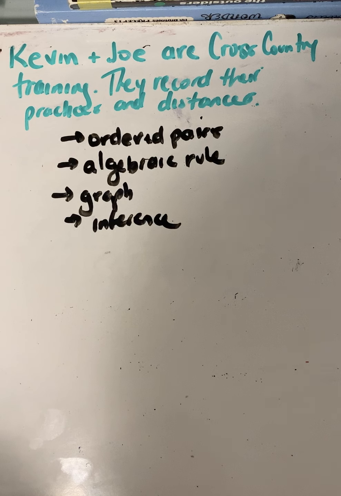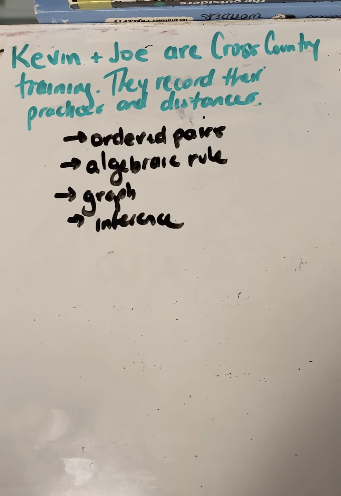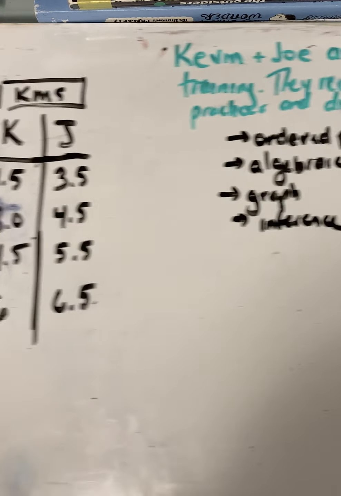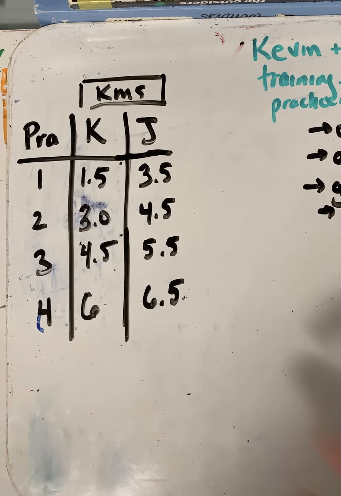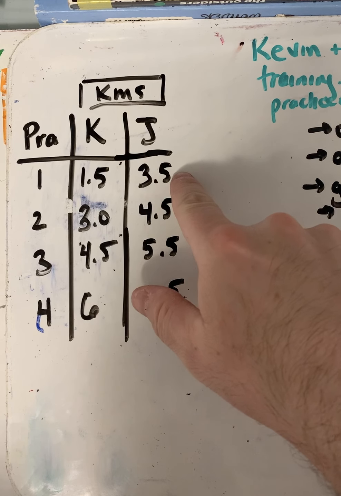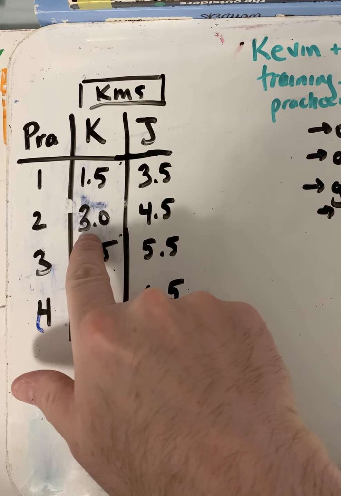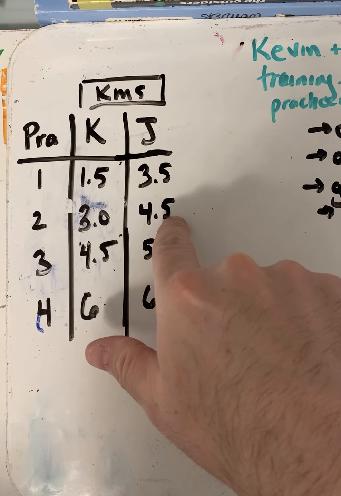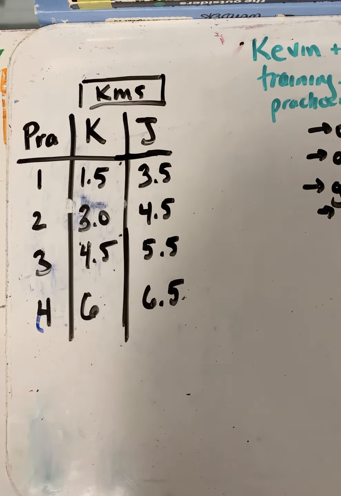So Kevin and Joe are cross-country training. They've recorded their practices and distances. And so I've made a chart for you guys over here to reflect those practices and distances. So in practice number 1, Kevin ran 1.5 kilometers, Joe ran 3.5 kilometers. In 2, Kevin ran 3 and Joe ran 4.5 kilometers, and so on and so forth.